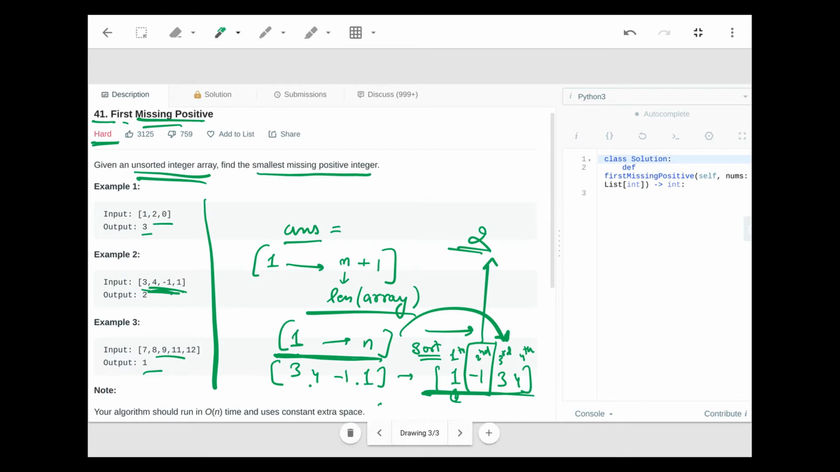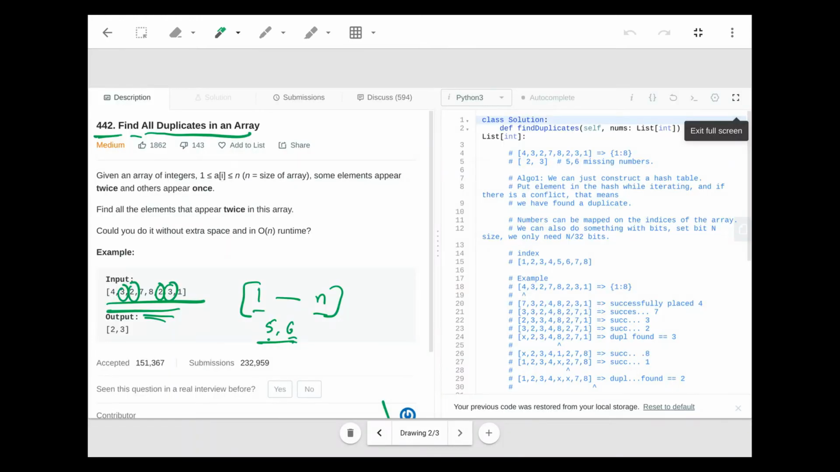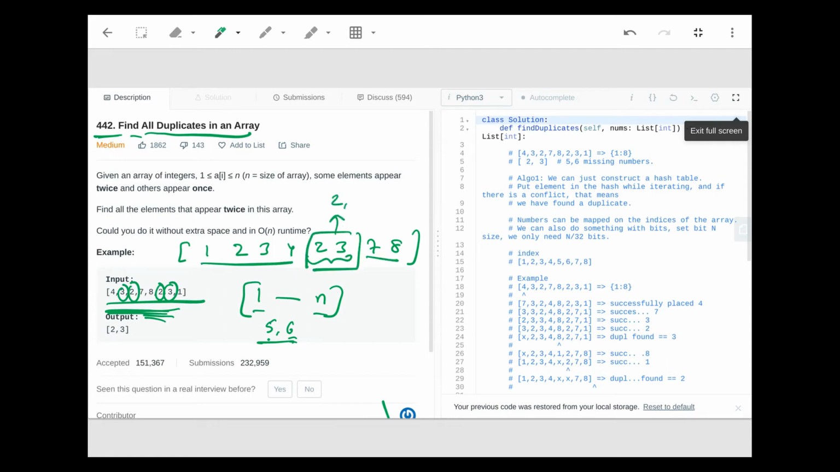Now for the previous example, find all duplicates. If you arrange the numbers on their positions here, so you would arrange 1, 2, 3, 4, and then 2, 3, 7, 8. So you would definitely know that all these numbers are on their position, but 2 and 3 are the anomalies here. So 2 and 3 are the duplicates.